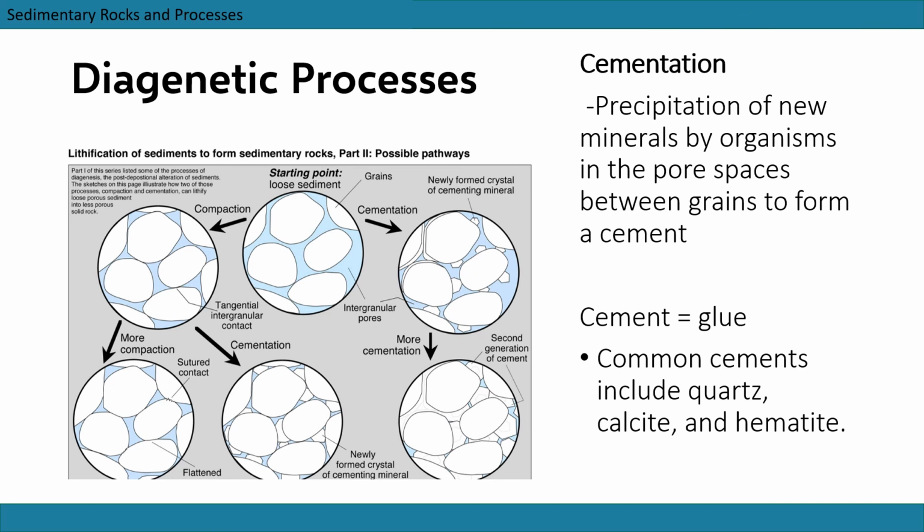Another diagenetic process is called cementation, which is the precipitation of new minerals by organisms in the pore spaces between grains to form a cement. You can also form cement by precipitating insoluble ions from solution. The cement therefore becomes the glue that cements, or glues rather, your sediments into solid rock. Common cements include quartz, calcite, and hematite.